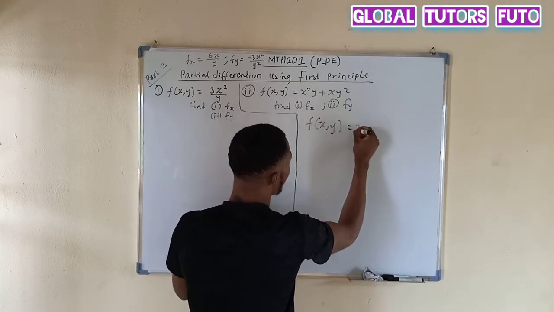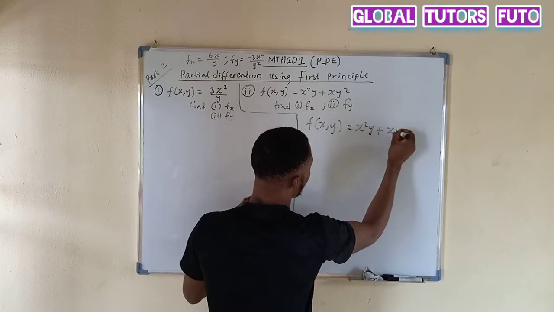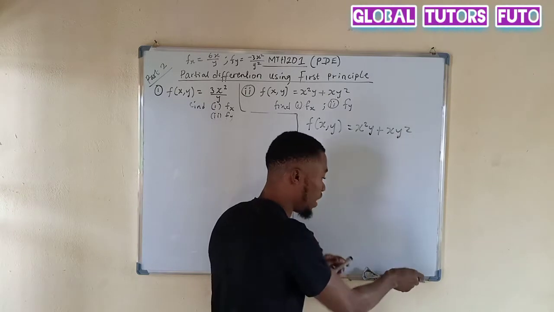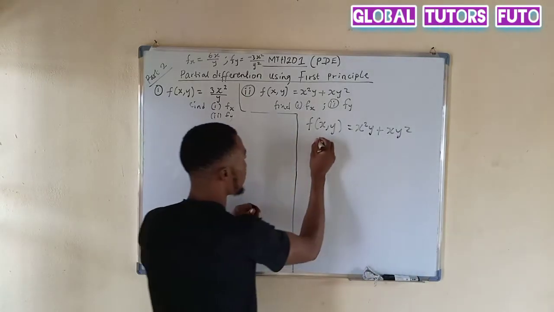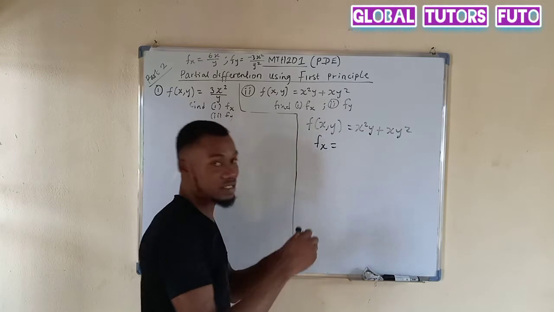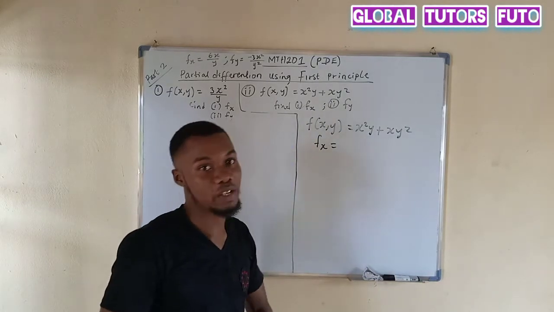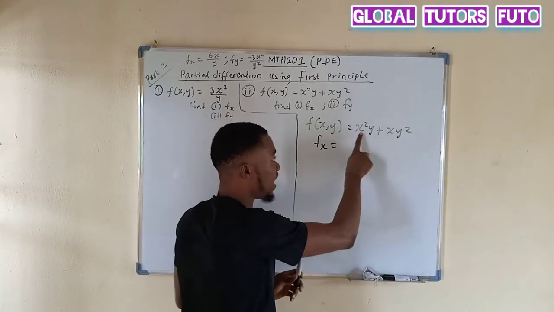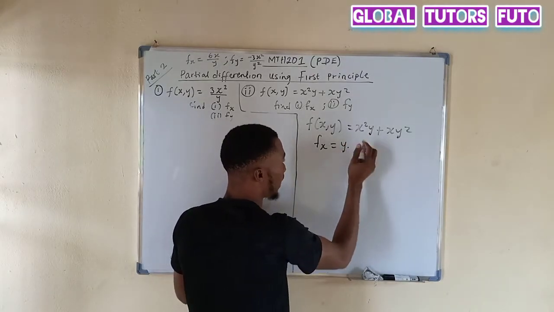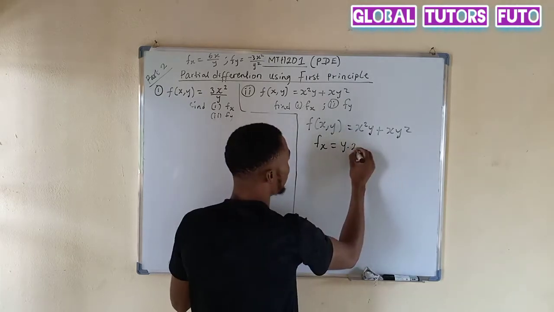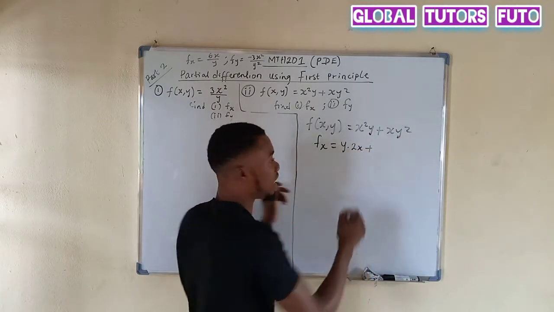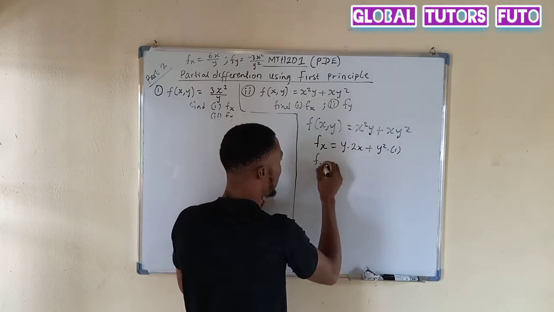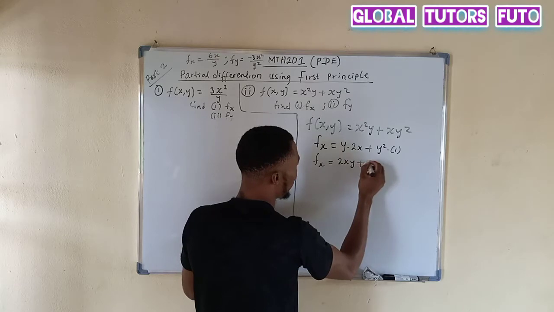is equal to x squared y plus xy squared. So let us get our f of x and also our f of y. Our f of x means differentiate the function partially with respect to x. So everything about y will be what? Constant. So here is y and here is x. So our constant here is y times, when we differentiate x squared here we have 2x, plus our constant here is y squared, when we differentiate x we have 1. So this implies that f of x is 2xy plus y squared.